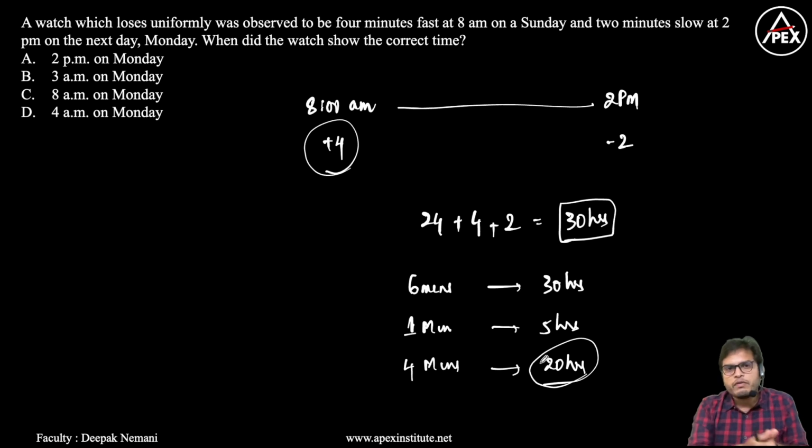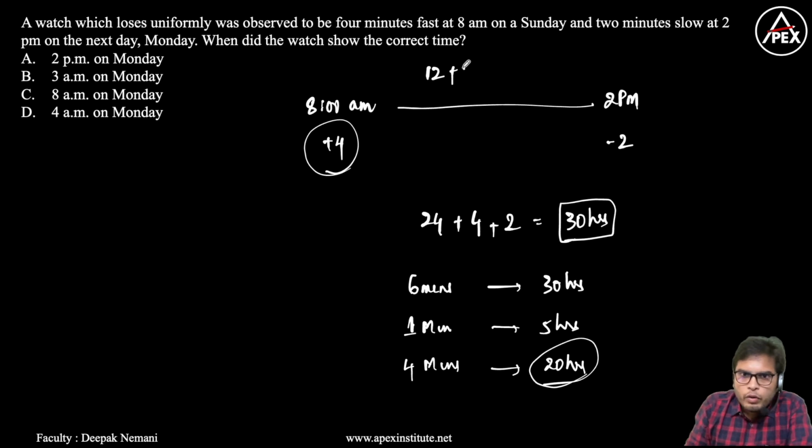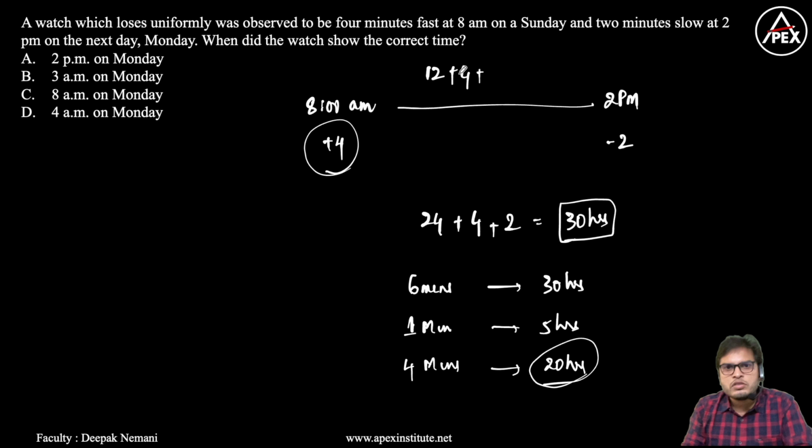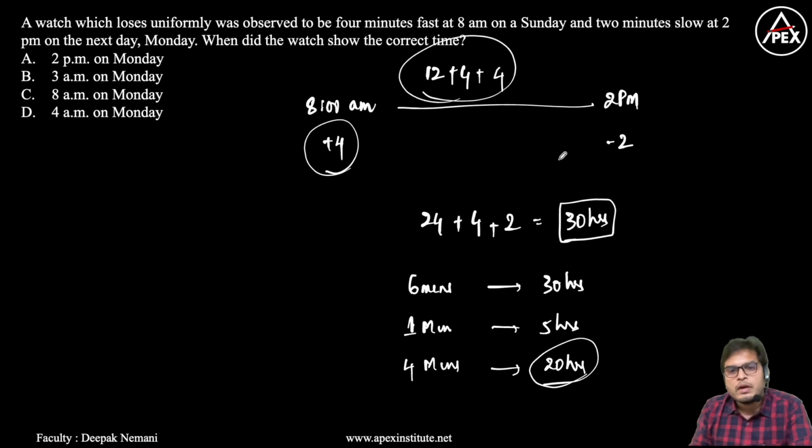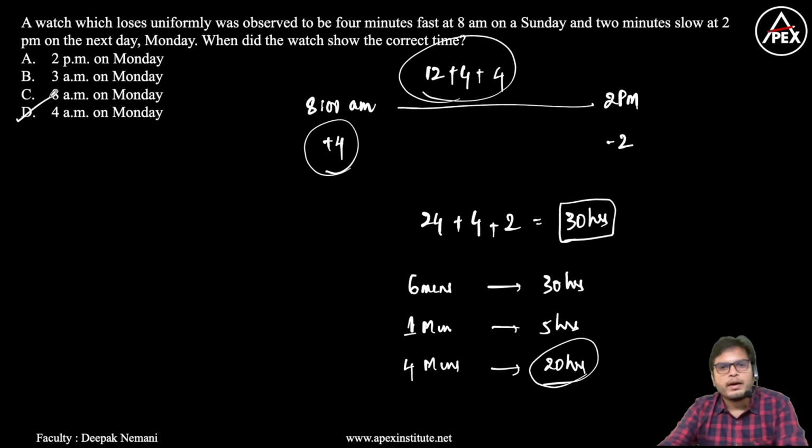Now 20 hours from 8 a.m. Now from 8 a.m. to 8 p.m., you have a total of 12 hours plus 8 p.m. to 12 a.m. you have 4 hours plus we have remaining 4 hours, so 12 a.m. to 4 a.m. Okay, so this completes 20 hours. Okay, so 4 a.m. on Monday should be the correct answer.